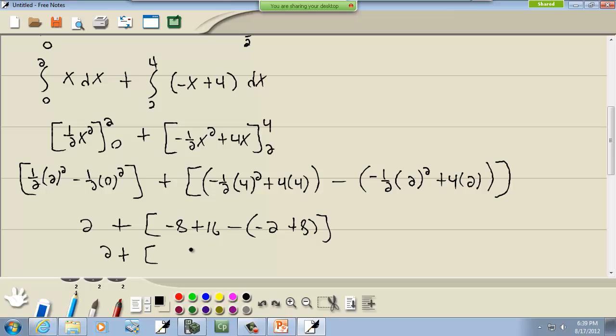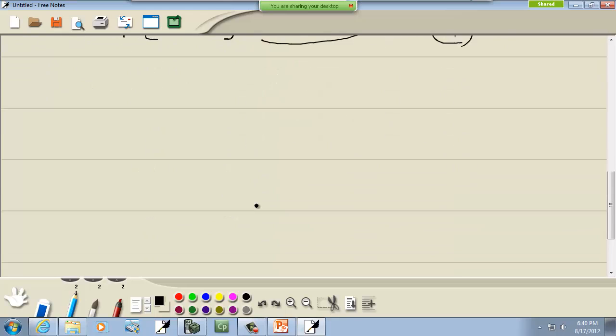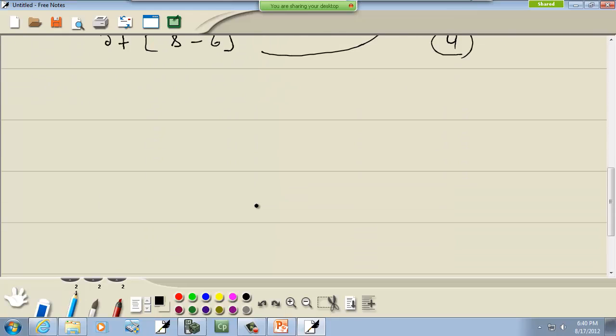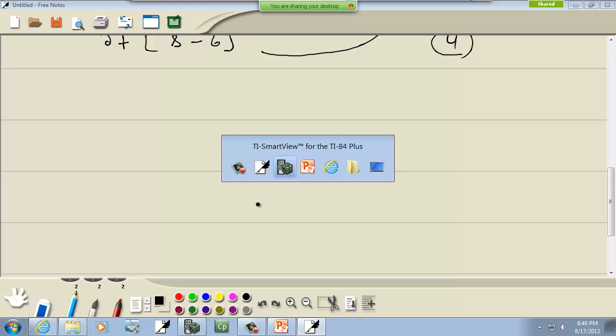That gives us negative 8 plus 16 is 8 minus negative 2 plus 8 gives us 6, which gives us 2 plus 8 minus 6 is 2, so it gives us an answer of 4. And that's our answer. And I probably have room there for the next one.